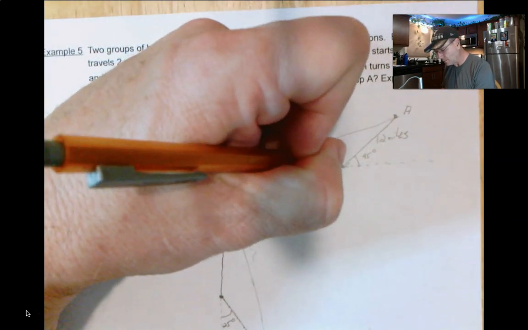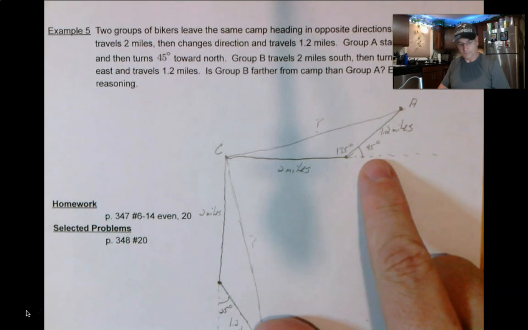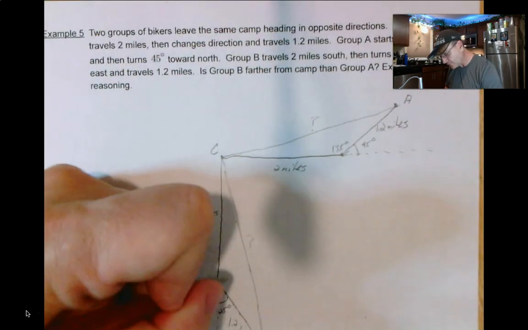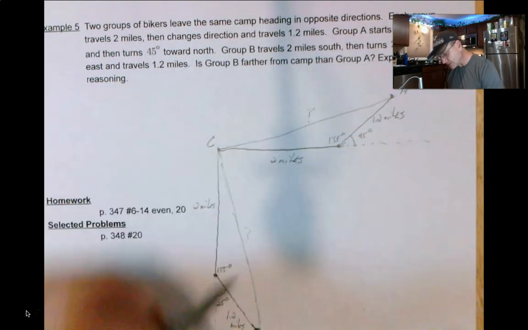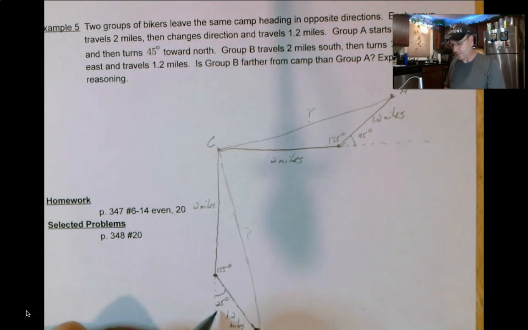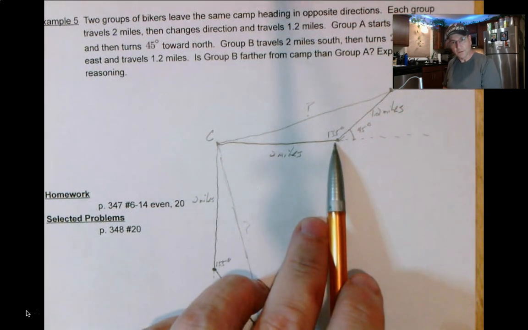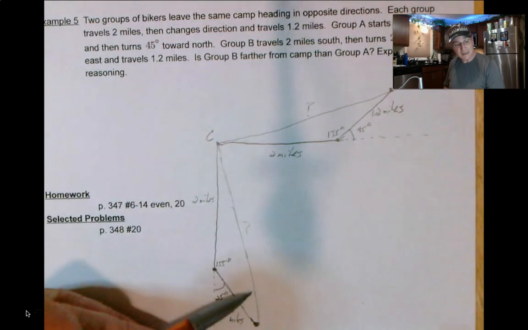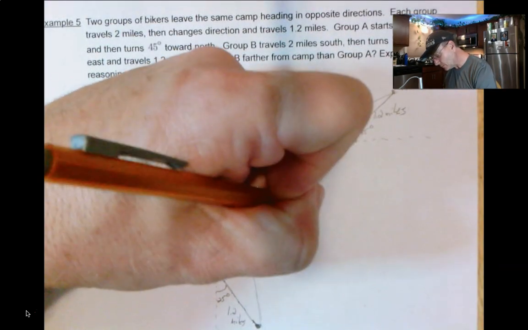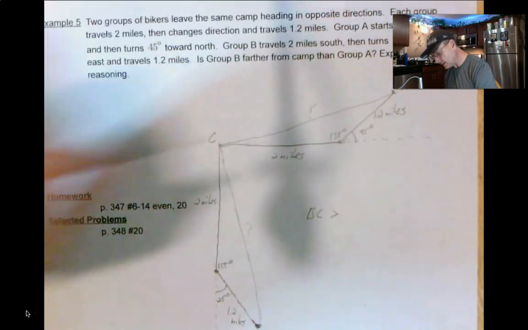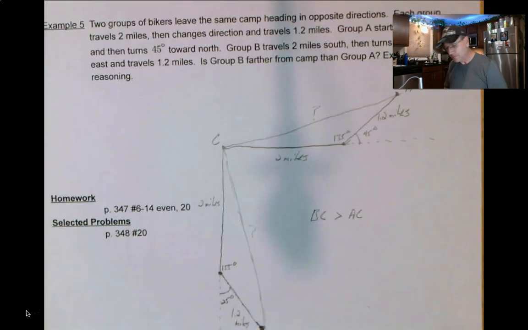So this is going to be 135 degrees because that angle is supplementary to the 45 degrees. This angle here is 155 degrees, because it's supplementary to this 25 degrees. Okay. Well, 155 is bigger than the 135. So BC is bigger than AB. So the length of segment BC is greater than the length of segment AC.